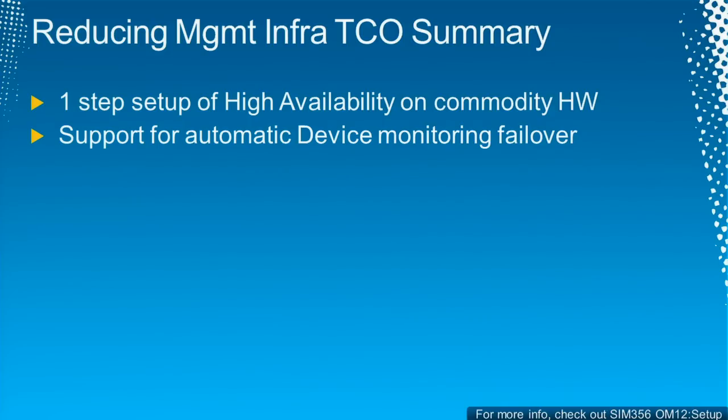So when we talk about reducing the total cost of ownership of the management infrastructure, we're talking about moving from the multiple steps that we have today to set up high availability in Operations Manager to a single step setup of high availability on commodity hardware. Quite a massive step, I think. And also, we introduced support for automatic device monitoring failover as well, which makes that a much stronger proposition. And when we talk a little more about the network device management advancements in the product today, you'll understand a little more where that fits in also.